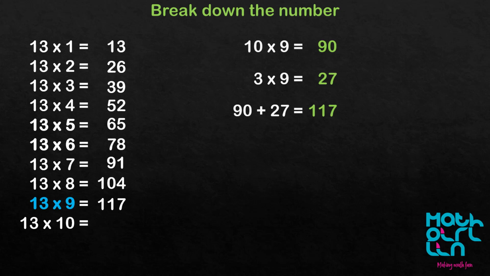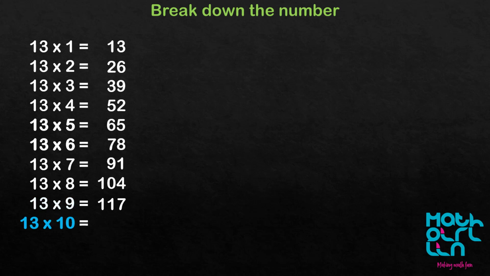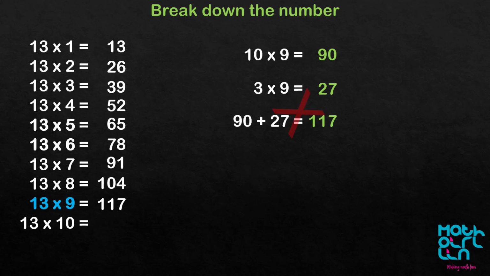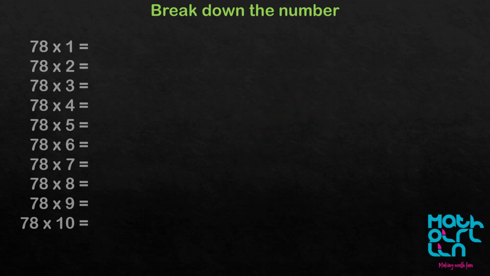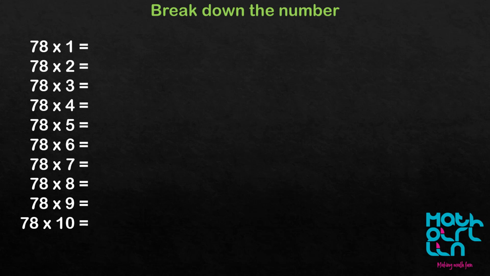Finally, 13 times 10. Just write 13 followed by a 0. Simple, which gives you 130. Remember, you are not supposed to write down these steps. These have to be done mentally. Let me go through the multiplication of a larger number. This time I won't write down the steps. 78 times 1 is pretty straightforward.